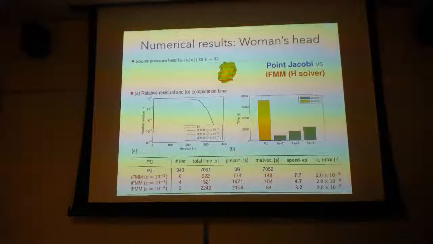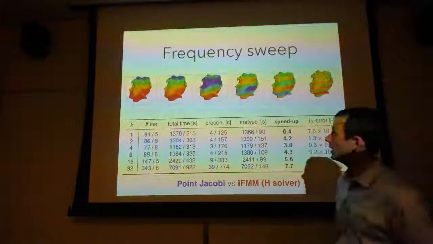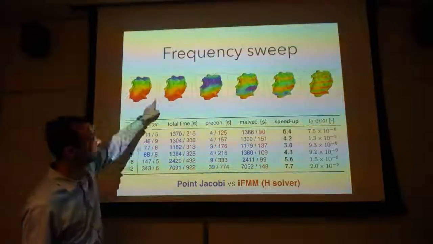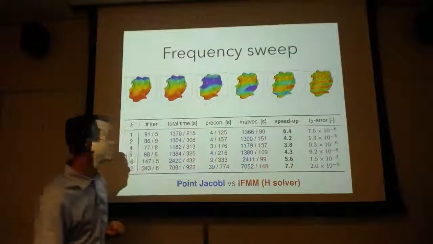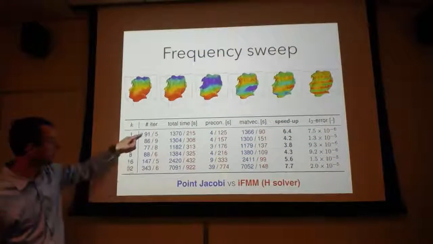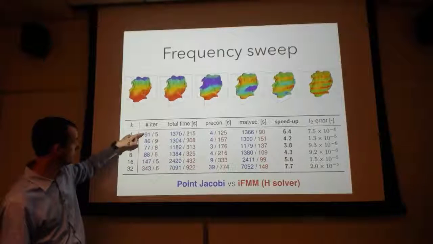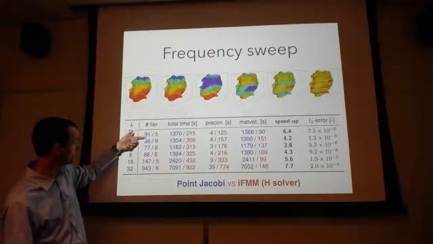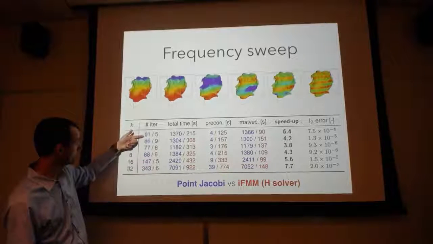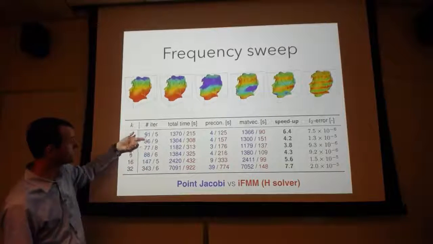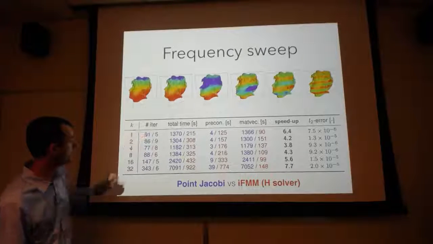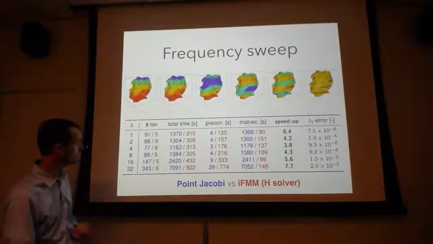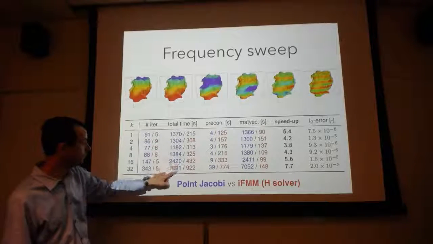Here you have similar benchmarks, but you vary the frequency. You increase the frequency from low frequency to many more wavelengths in the object, and this blue is point Jacobi. As you increase the frequency, the problem becomes harder and harder to solve, so point Jacobi has more and more iterations. Here it kind of oscillates, but basically because the number of frequencies is not that high here, it's low and medium frequency. But as you get to higher frequencies, the number of iterations increases. Solve time increases quite a bit.